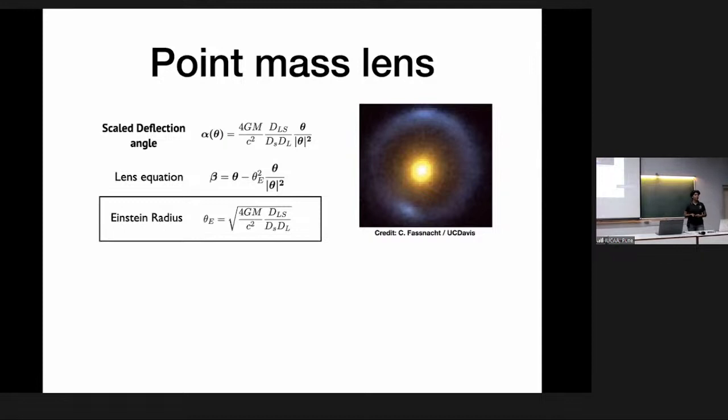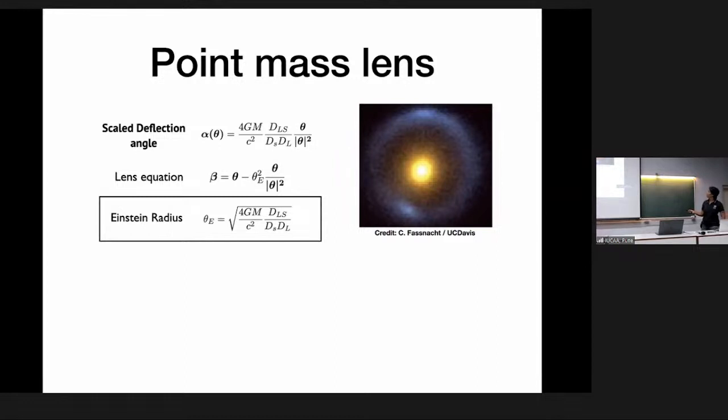So let me talk about a couple of simple lens models that people consider and analyze, and how they can be useful. Let's talk about the point mass lens. I'm showing here an example of a lens system. This is not a point mass lens, but I'm just showing it for the sake of illustration. So this is a sufficiently good example.